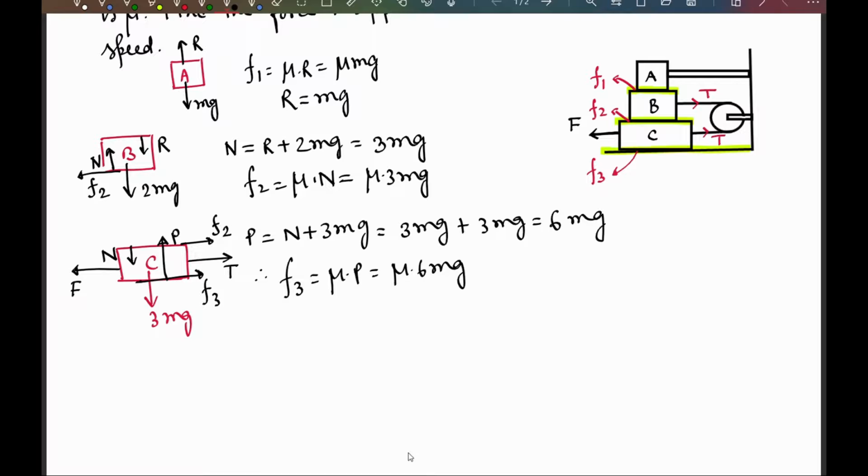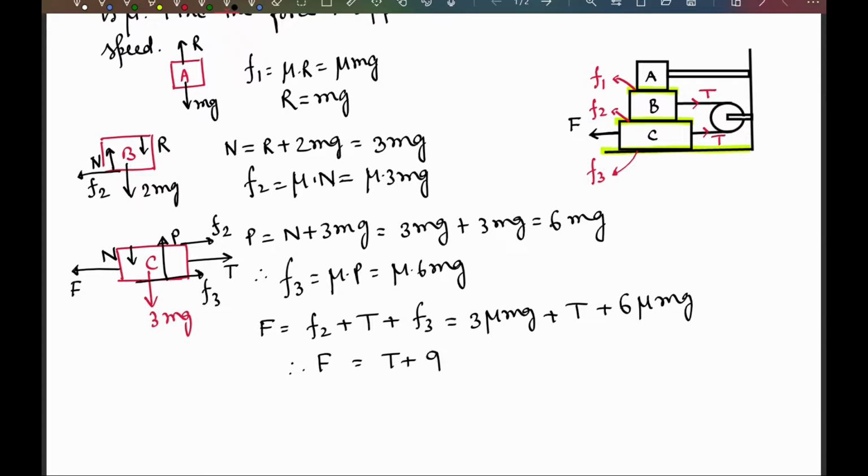As block C moves with constant speed, the net force acting on it is 0. Therefore, F is equal to F2 plus T plus F3. The value of F2 is 3 mu mg, plus T, plus 6 mu mg. So, F is equal to T plus 9 mu mg. Suppose this is equation 1.